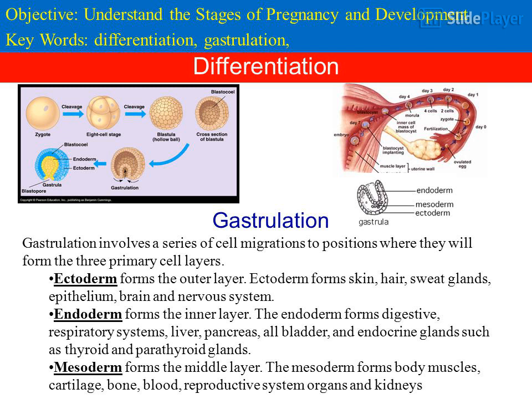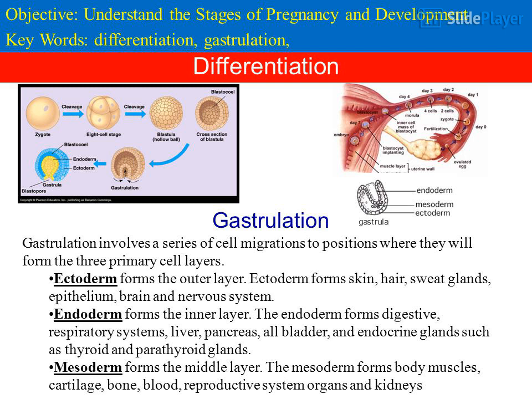Differentiation. Gastrulation. Gastrulation involves a series of cell migrations to positions where they will form the three primary cell layers. Ectoderm forms the outer layer. Ectoderm forms skin, hair, sweat glands, epithelium, brain and nervous system.